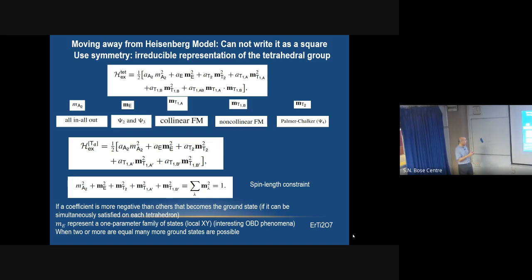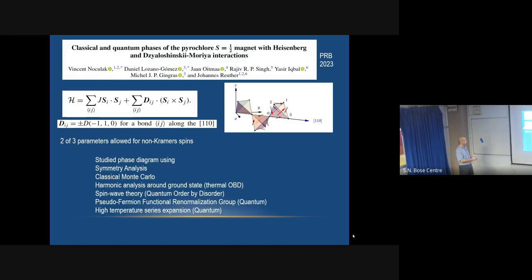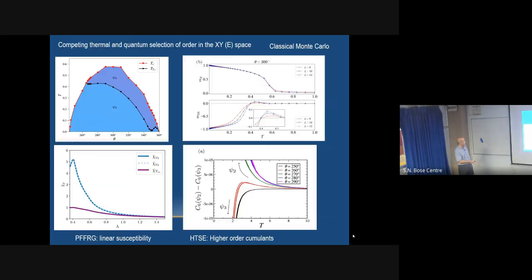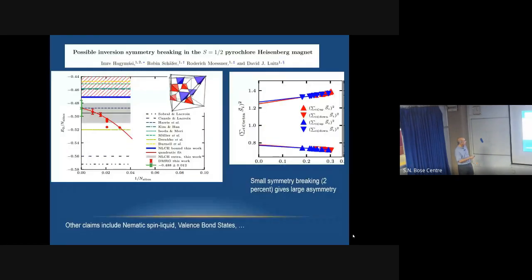So most interesting things happen when more than one of them are equal. So it's at the phase boundary of these phases that all kinds of additional degeneracies happen, and then you can start to have order by disorder, or you can have possibly a spin liquid. Okay, so let me just stop here. We had a recent paper, and we are writing another paper, so there's still a lot of work going on on what are possible. I'll go into the details over here.